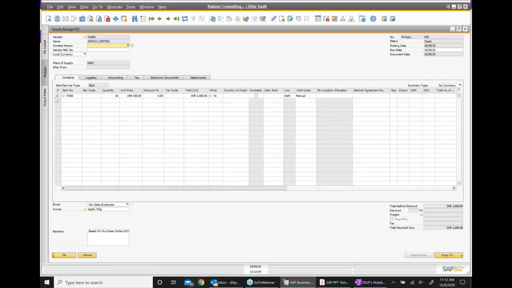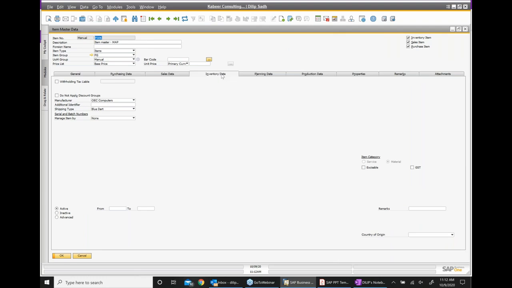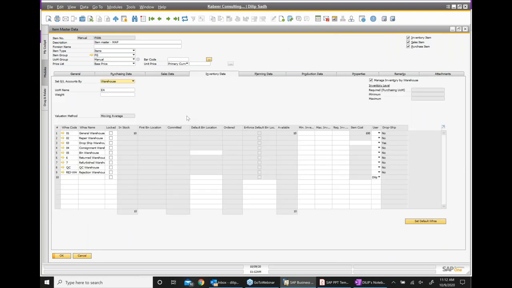Now, I want to see the inventory stock of this item. If I go to inventory data, what we see here is item 10 in the material. Available stock is 10 pieces because that is what we have purchased. And then item cost is 100 per piece, because in the PO we entered 100 per piece. So item cost is set up as 100 per piece.